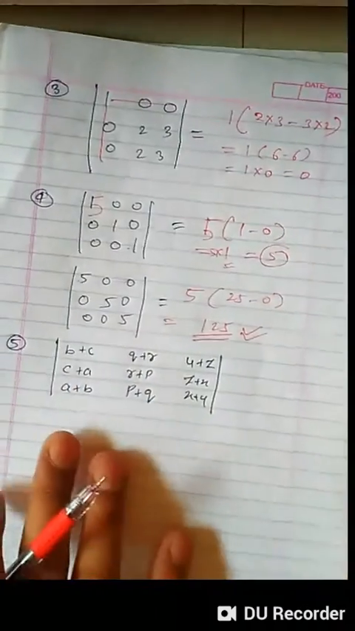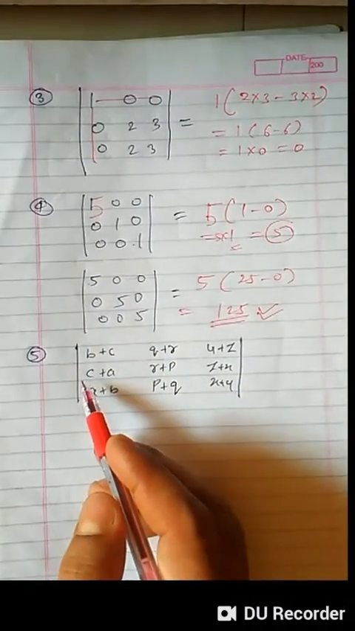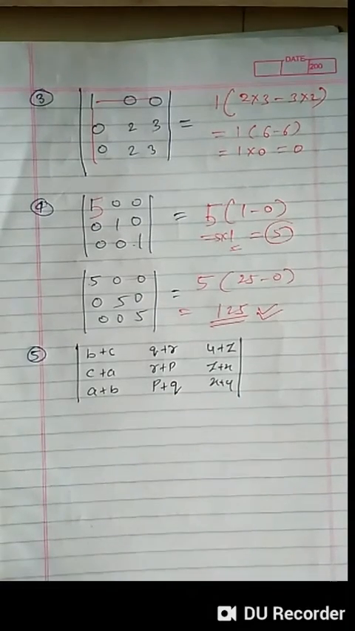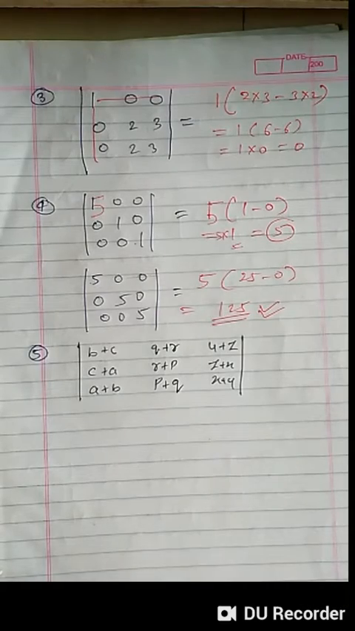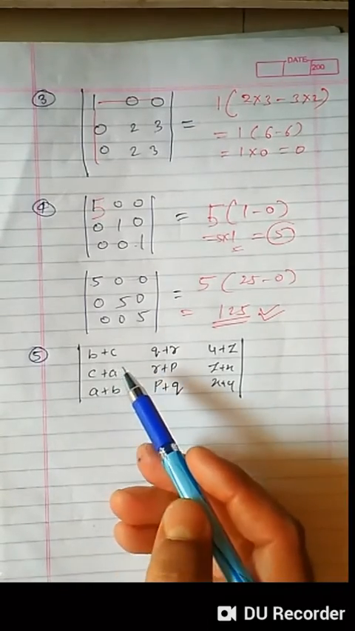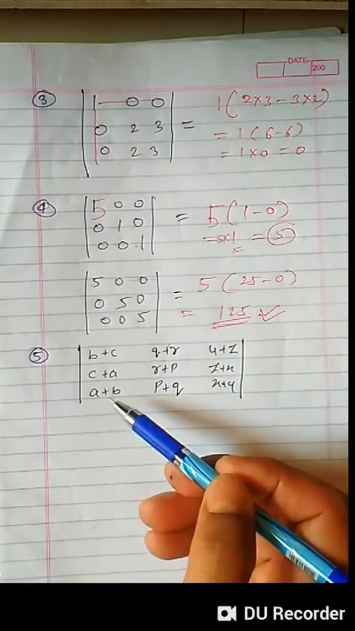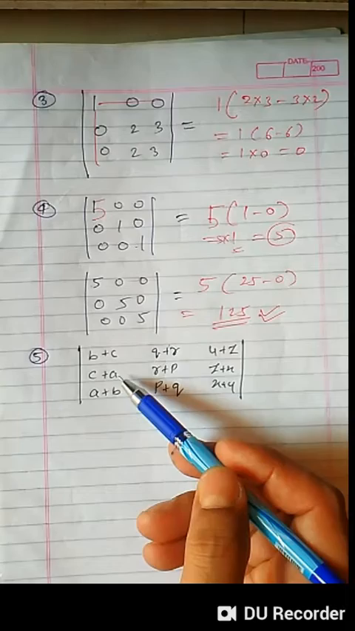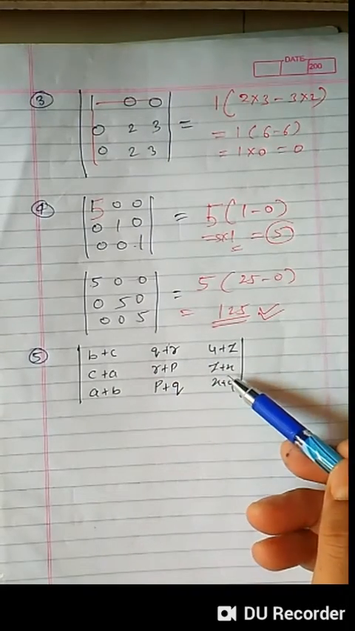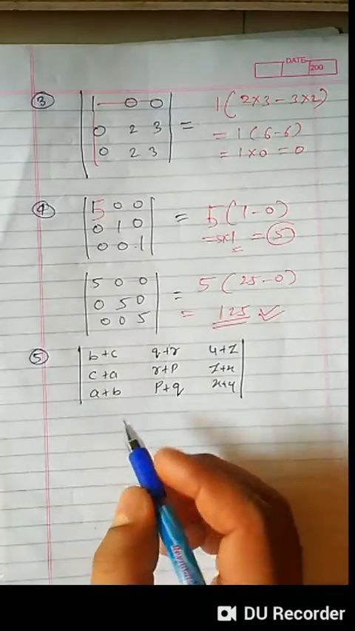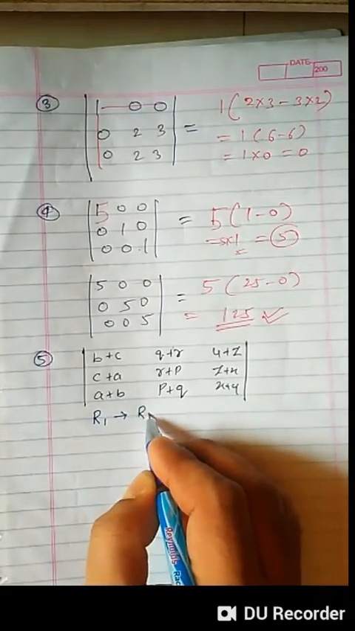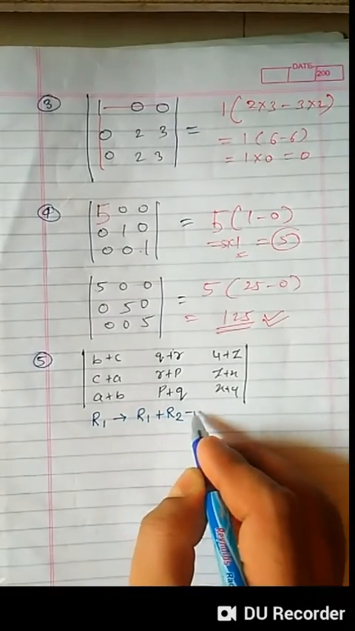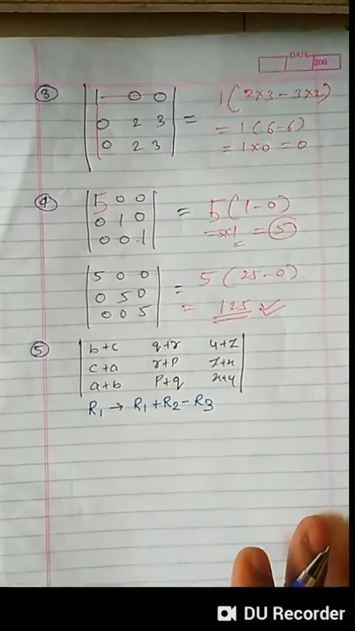Now one more example, that is the fifth example. You see this fifth example. Here B plus C, C plus A, A plus B, Q plus R, R plus P, P plus Q, Y plus Z, Z plus X, X plus Y. Here if you carefully see, there are two methods. Either you add all the rows, then it will become 2A plus B plus C, 2P plus Q plus R, 2X plus Y plus Z. Or one more thing you can do, you can replace row 1 with row 1 plus row 2 minus row 3. Do it and see the result.